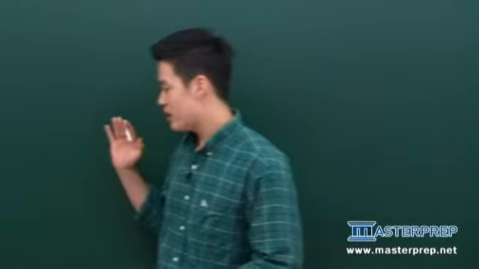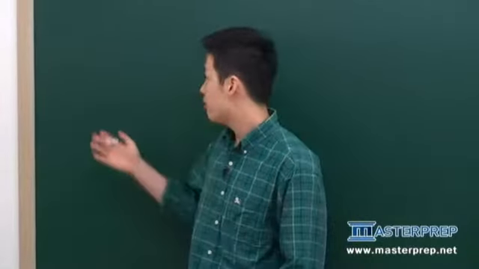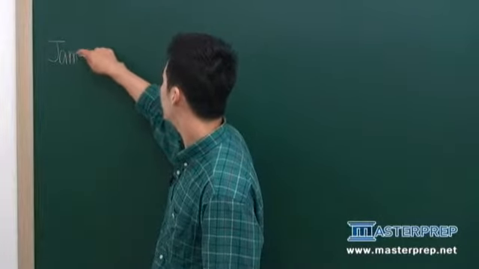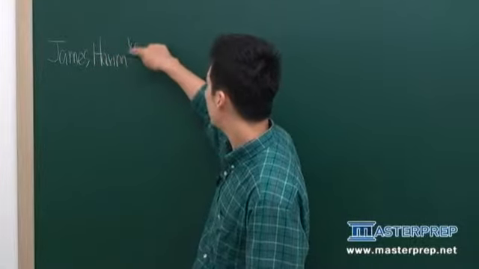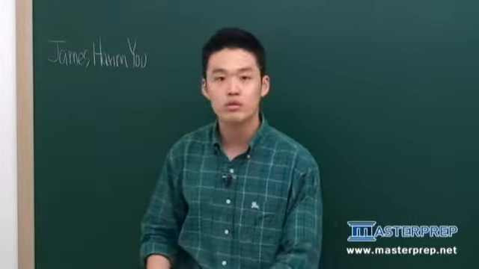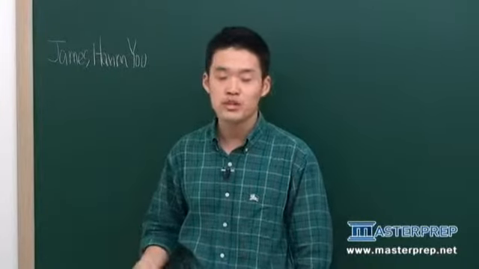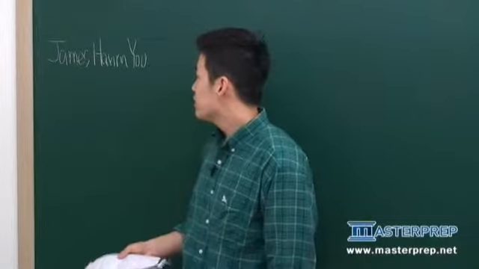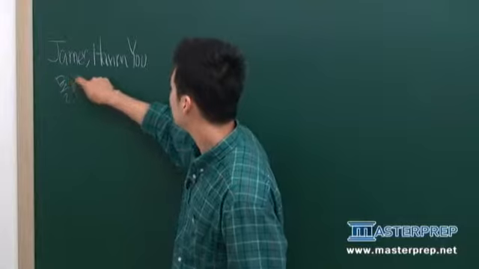So let's go to the board and let me write down something that you should know from me. My name is James Harimu. I go to Northwestern University and I'm a math major, and this SAT is a pretty easy concept. I wrote something as a book.